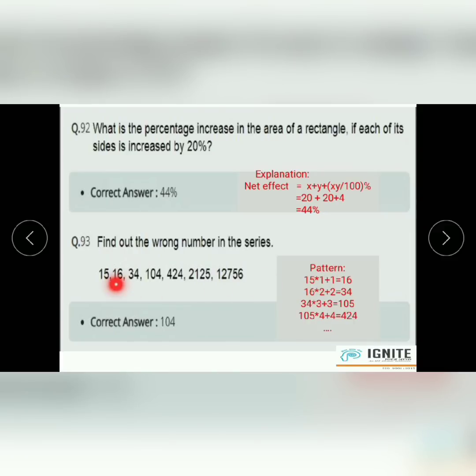15 into 1 plus 1, 16. 16 into 2 plus 2, 34. 34 into 3 plus 3 is 105. Note here 104, but the correct answer is 105. Therefore, the wrong number is 104. We have to check another relation. If this is 105, 105 into 4 plus 4, answer is 424. Therefore, this is correct. This is the wrong number. Answer is 104.